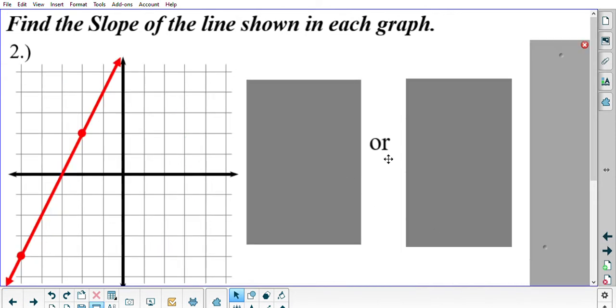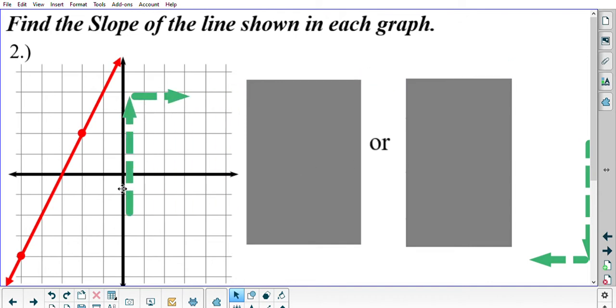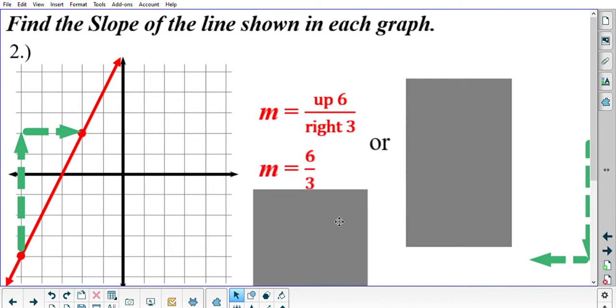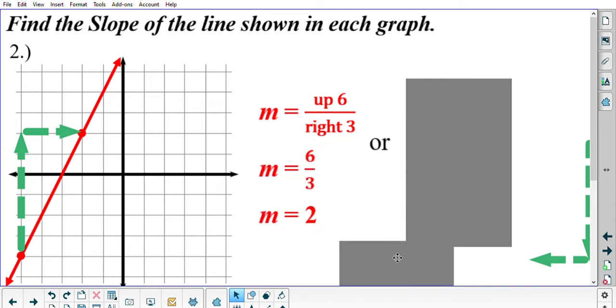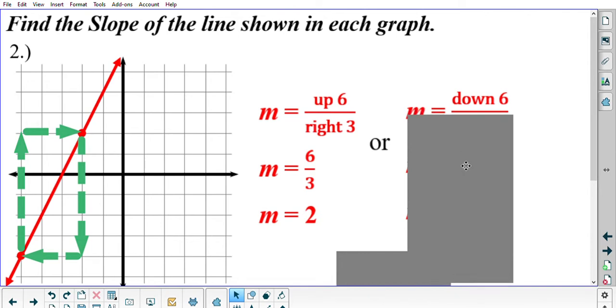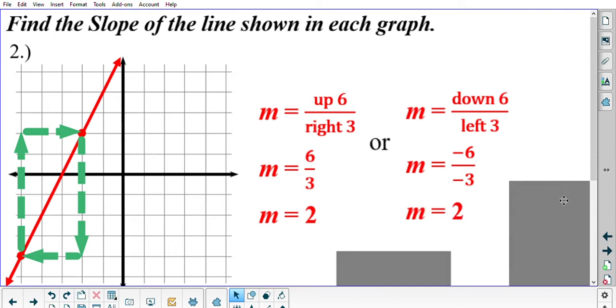All right, problem number 2. If you started at the point at the bottom left, then you would have gone up 6, right 3. Both of those would be positives, and that reduces to the whole number of 2. But if you started at the point on the top right, then you would have gone down 6, left 3, and then those would both be negatives. And as we learned before, a negative divided by a negative would still equal a positive. And so it would still be equal to +2.